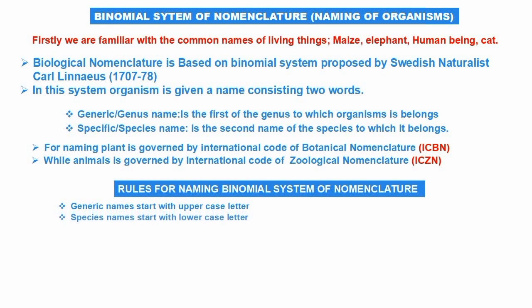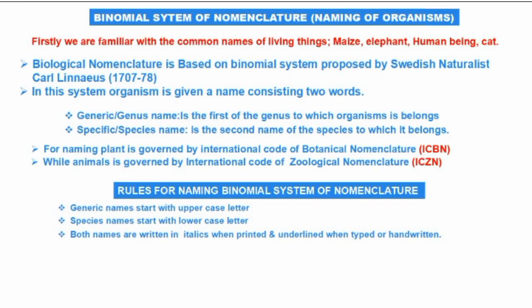Rules for the binomial system of nomenclature. The generic name must start with an uppercase letter. The species name must start with a lowercase letter. Both names are written in italics when printed, and underlined when typing or handwriting. So you have to take note of these three rules: the generic name starts with an uppercase letter, the species name must start with a lowercase letter, and both names are written in italics when printed and underlined when typing or handwriting in your book. So this is the point you have to consider.